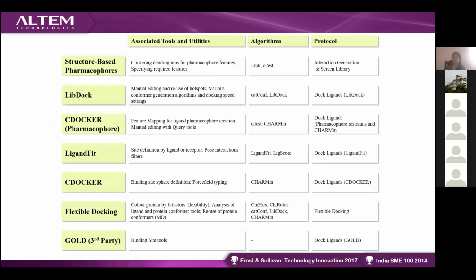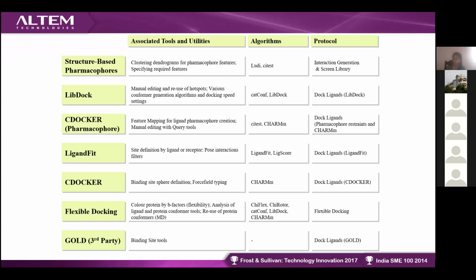And structure-based pharmacophore tools are available in Discovery Studio. So here, what are all the tools and what are all the algorithms which are available? For example, if you go for structure-based pharmacophore, it follows the LUDI as well as SiteTest algorithm, and you can cluster based on the dendrogram for your pharmacophore features. You have your pharmacophore features. You will put your cluster diagram, and then you can look for the possibilities based on the required features. And coming to LibDock, you will have manual editing, and you will have a hotspot region.